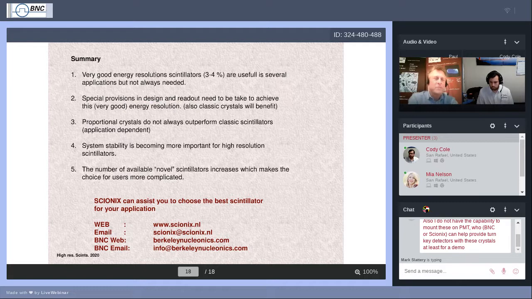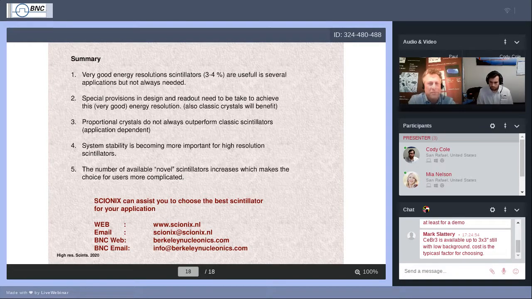This brings me to the summary of this presentation. Very good resolution scintillators, 3 to 4%, are very useful in very many applications when you want to do spectroscopy or want to see peaks on a big background, but they're not always needed. Special provisions in design and readout need to be taken in order to achieve a good energy resolution out of your scintillation detector. Just using a good high-resolution crystal is not enough. And the interesting thing is that also classic crystals will benefit from this approach.